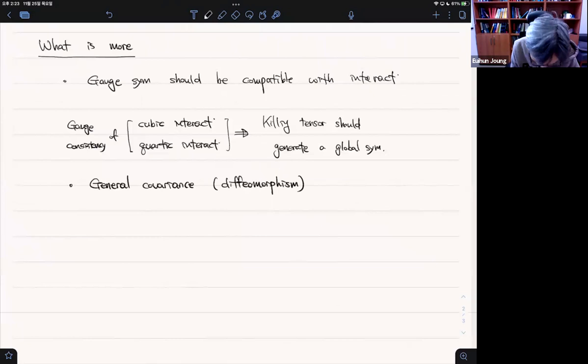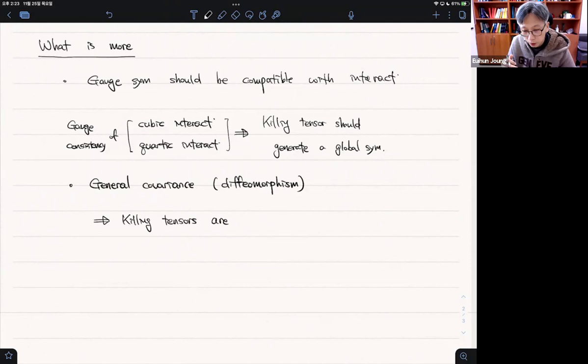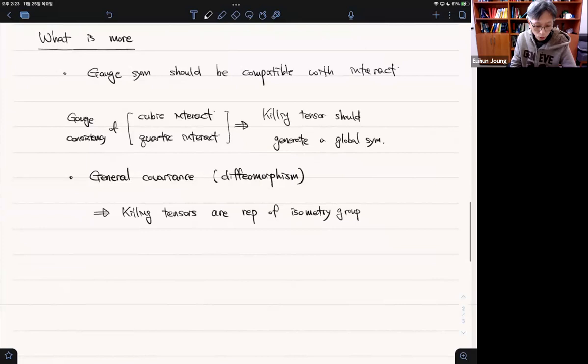So Killing tensors. These should be gauged, but under global transformation, which means all the Killing tensors should transform properly under isometry. More formally, we would like the Killing tensors to transform nicely, in the sense that they should carry representations of the isometry group. So this is the requirement.